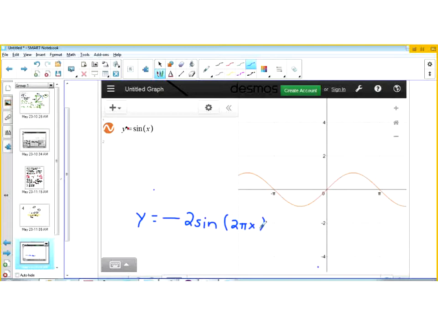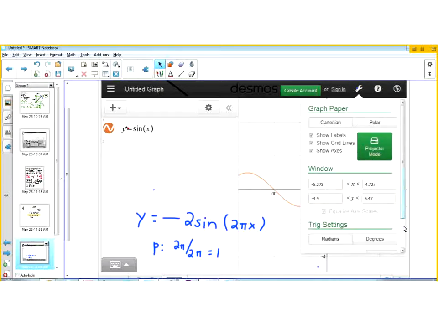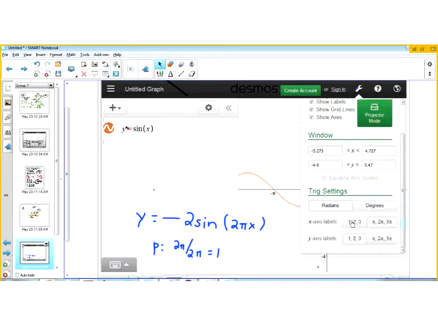Okay, so this is just like the previous problem, except now our period would be 2 pi over 2 pi, which is equal to 1. So that's a little bit different. That's what you would sketch first. Actually, I need to adjust my window, and we need to flip back to using x-axis labels with integers.